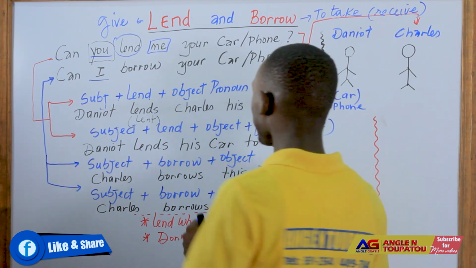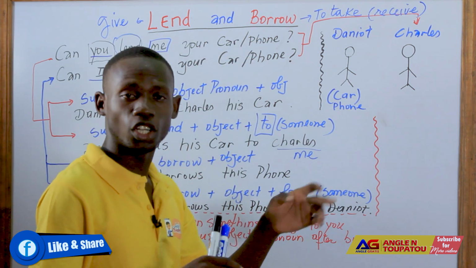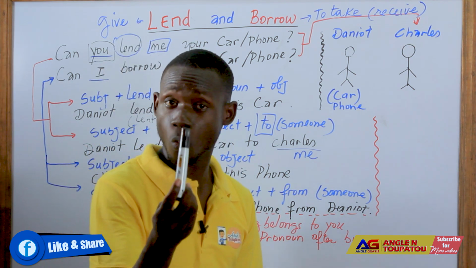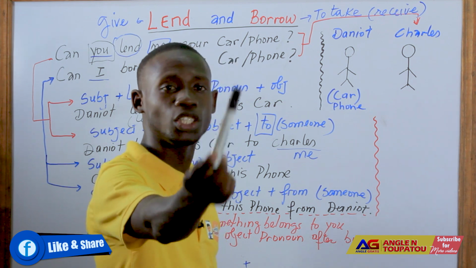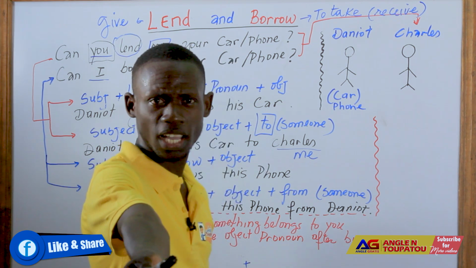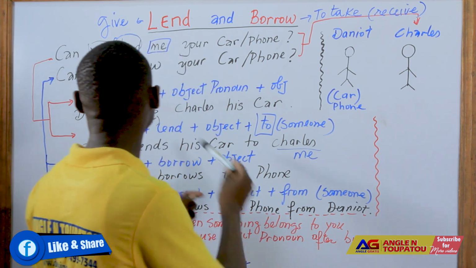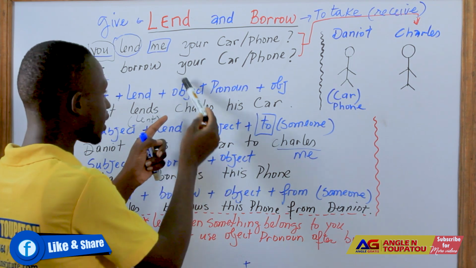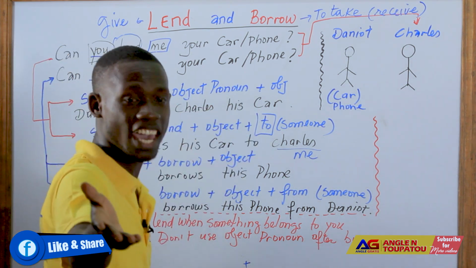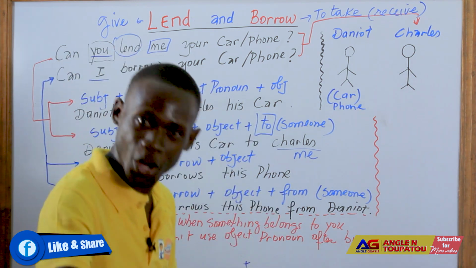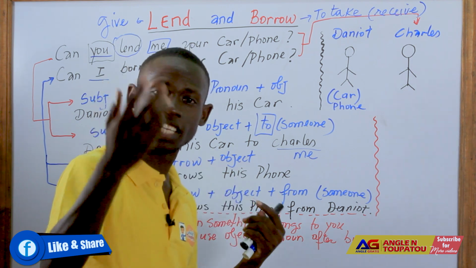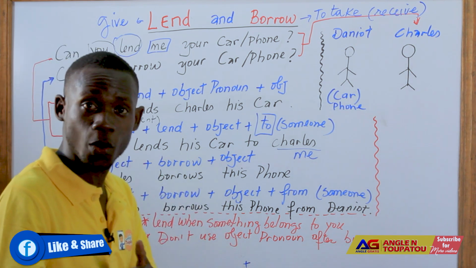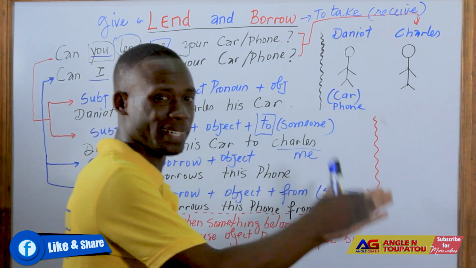Let's look again at to lend and to borrow. To lend means to give. For example, this is for me. And Daniel wants that. I say, okay, I lend you this. I lend you this. You are the object pronoun. I lend you this, or I lend this to you, because it's for me. If someone needs it, this person can say, can I borrow this from you?